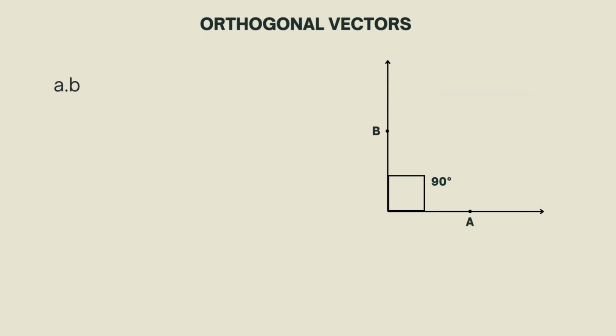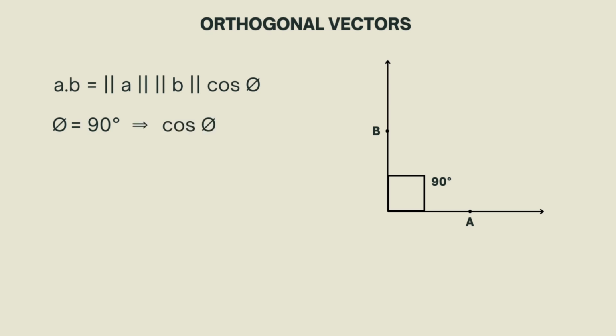We know that the dot product is represented as the product of the magnitudes of the two vectors along with the cosine of the angle between them. The angle between the two orthogonal vectors is 90 degrees, so cos theta equals cos pi by 2, which is equal to 0. And hence, the dot product of the two orthogonal vectors is equal to 0.